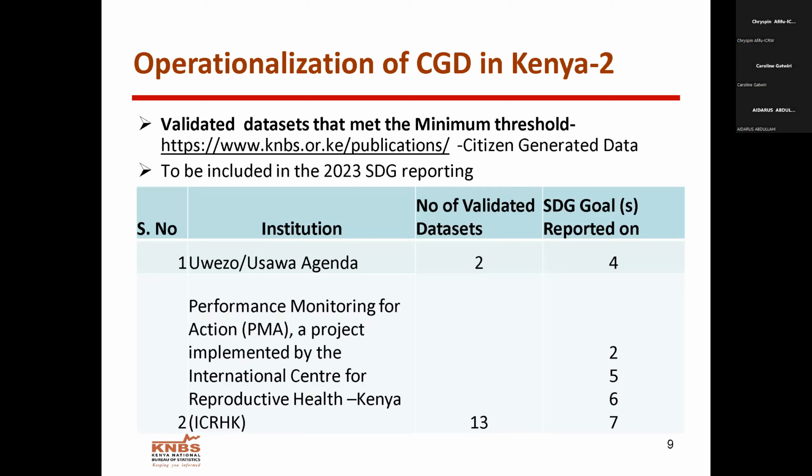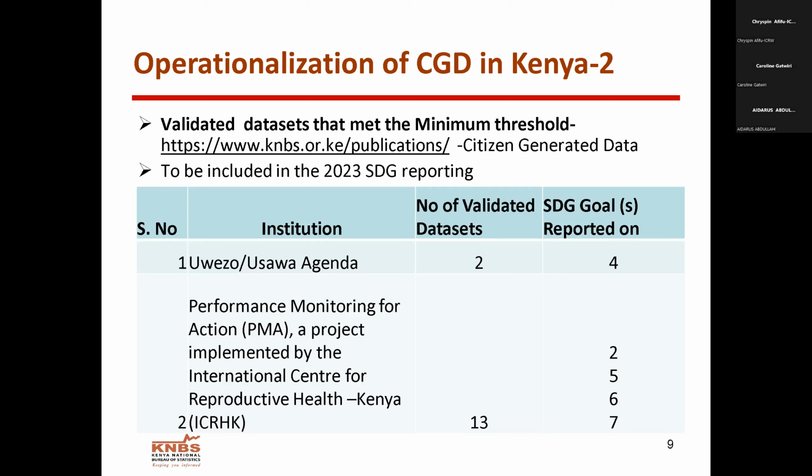And we have since continued looking at other data from CSOs. We are working with the Performance Monitoring for Action, which is a project under the International Center for Reproductive Health in Kenya. So we have been interacting with them since 2014 in terms of data production. So we came together in 2022 and 2023 to validate their data set for reporting on goals 2, 5, 6, and 7. We managed to validate 13 data sets that we are now using for official reporting on our SDGs. So it's been a good journey for us.